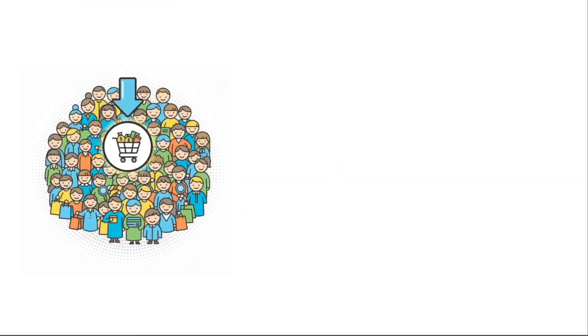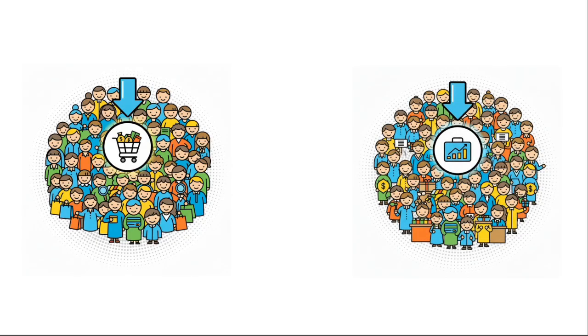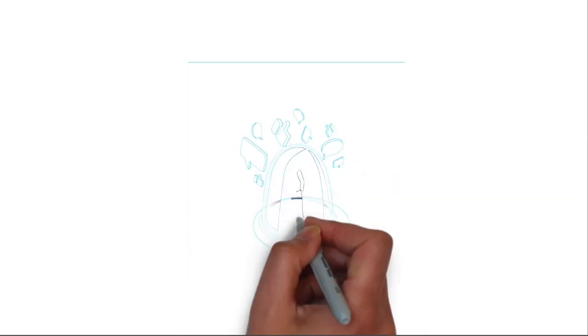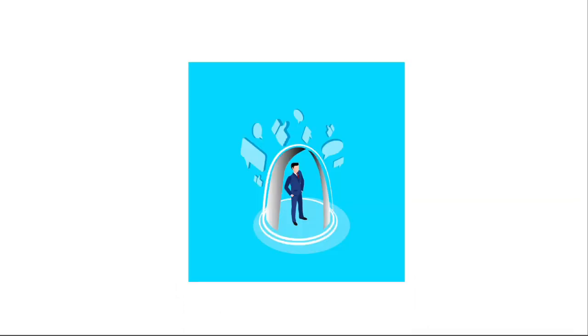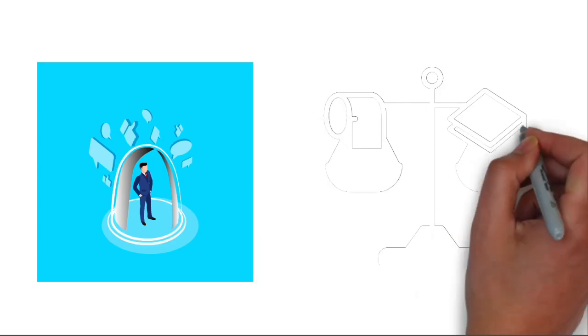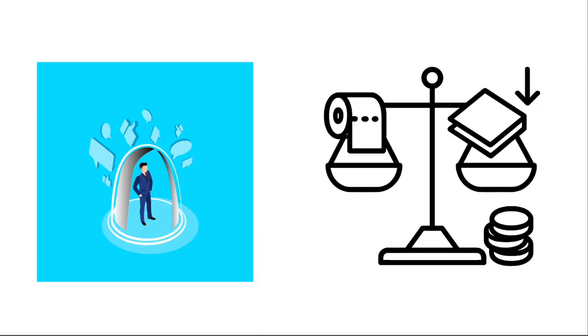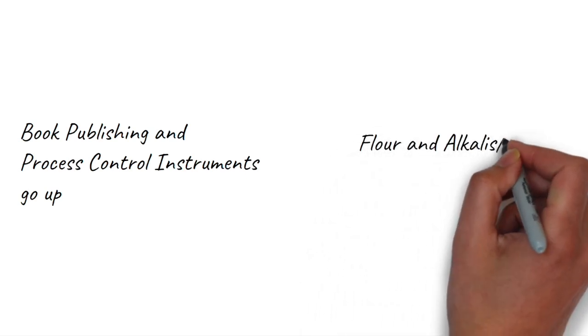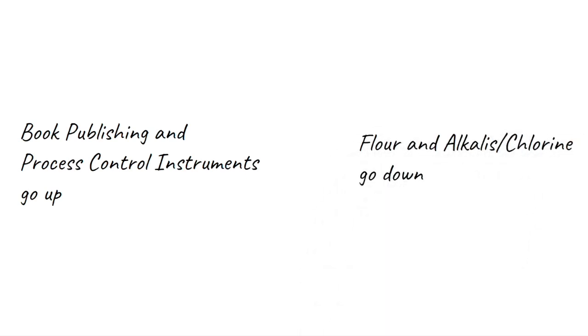You might also have thought about the concentration of buyers versus firms in the industry, or concentration of suppliers versus firms in the industry, or things like the industry growth rate. Many different factors beyond the concentration ratio of the particular industry could affect the profitability in such a way as to increase the profitability of highly unconcentrated industries like book publishing and process control instruments, while at the same time dampening the profitability of highly concentrated industries like flour or alkalis and chlorine.